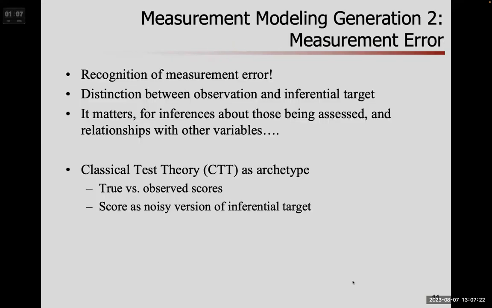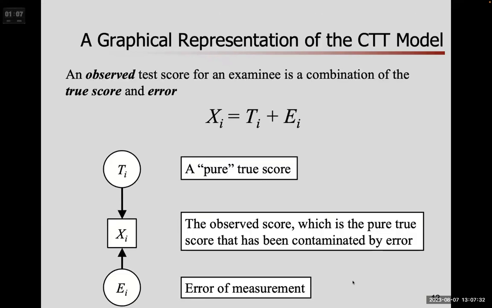Classical test theory as a measurement modeling framework is a really nice representation of this kind of generation of thinking, where we have the distinction between true and observed scores. Here's an expression, or graphically, I like this kind of picture. There is a true score T for each examinee or person being assessed. That's their pure true score, the real value. But that's not what we have access to.